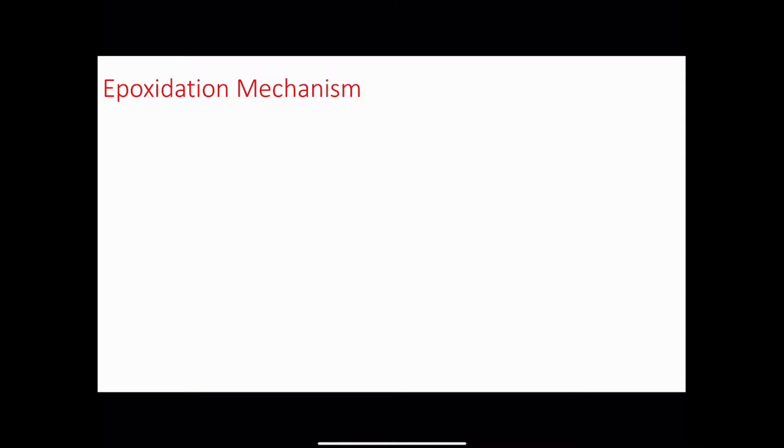Let's talk about the mechanism for the epoxidation reaction. So we have the reaction between cyclohexene and metachloroperbenzoic acid, MCPBA.